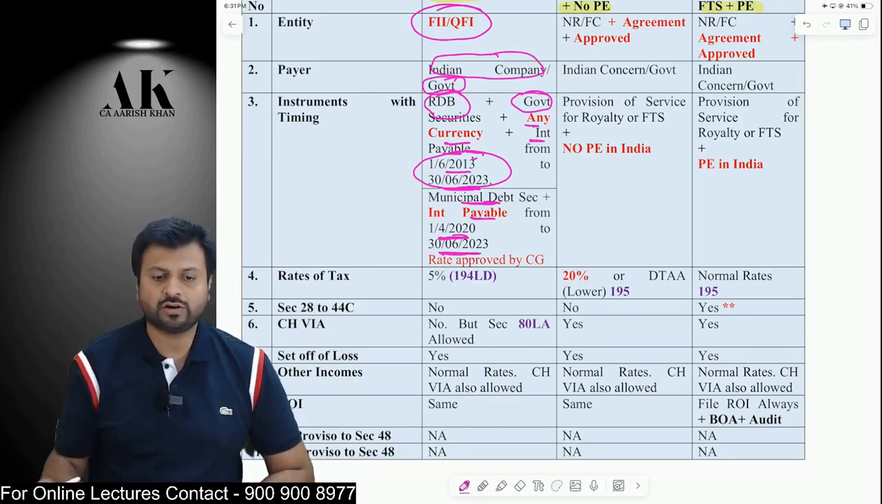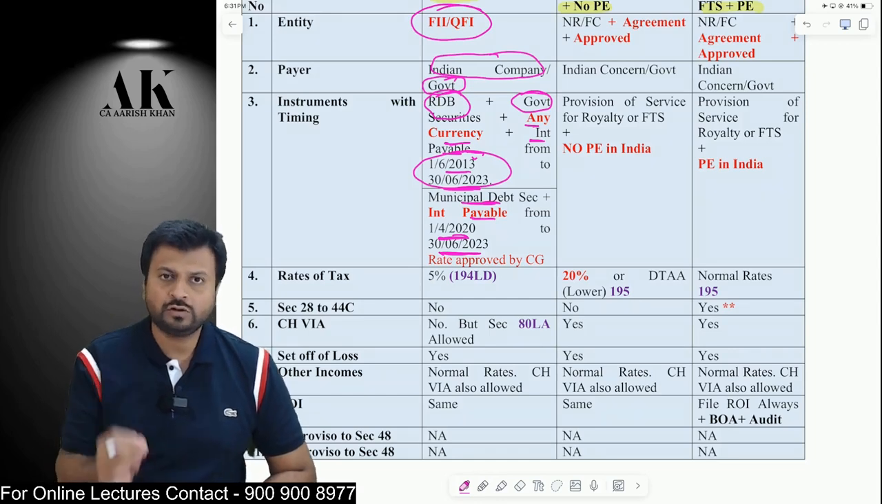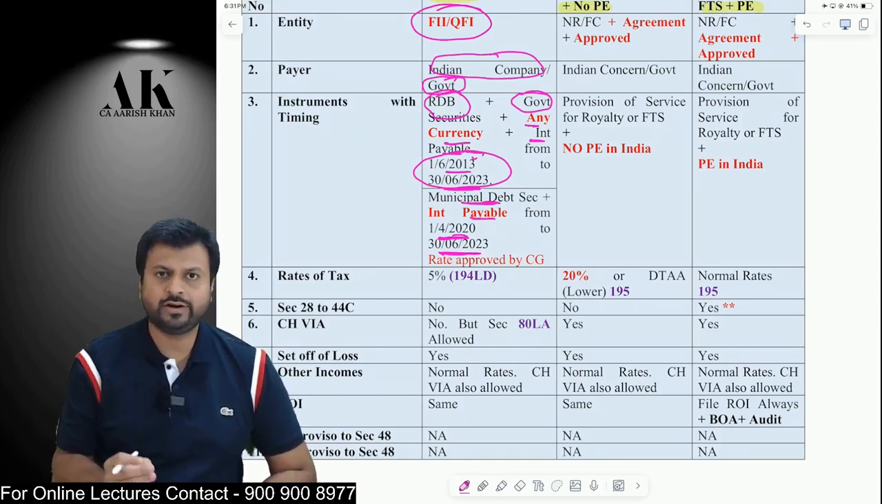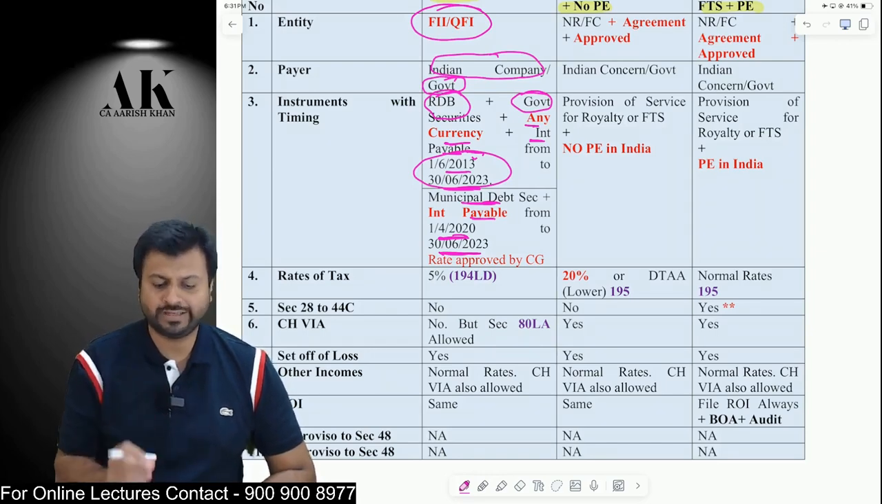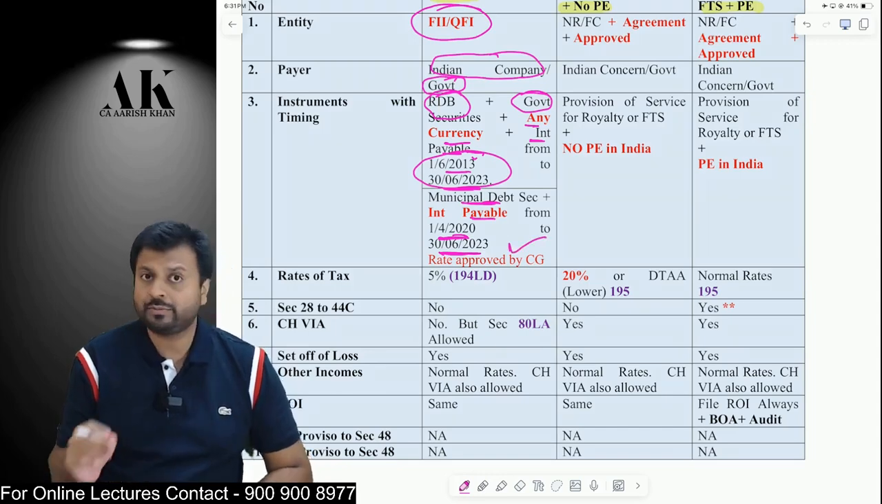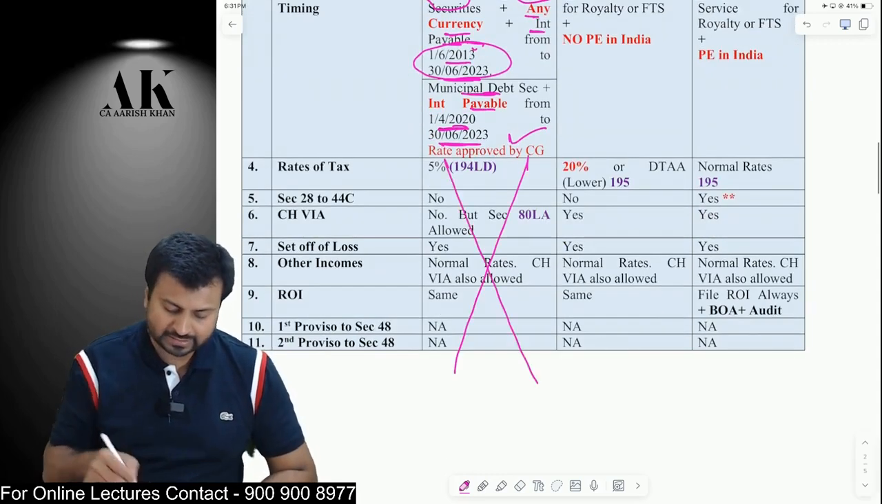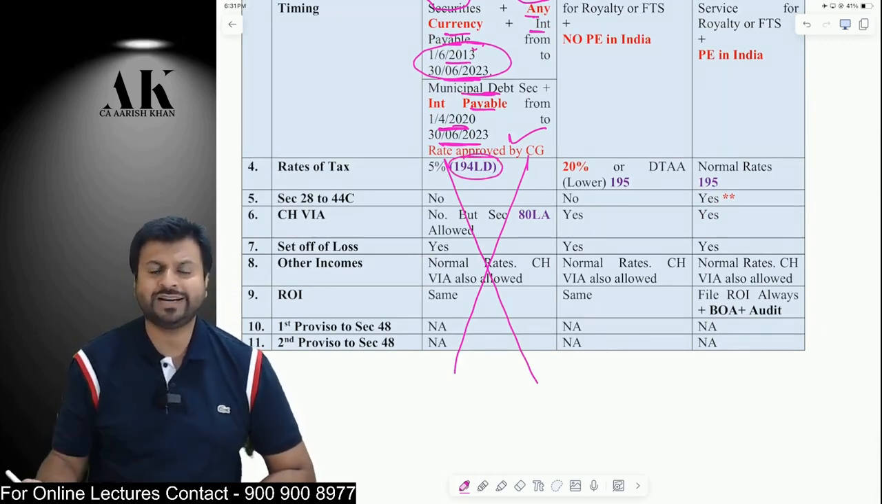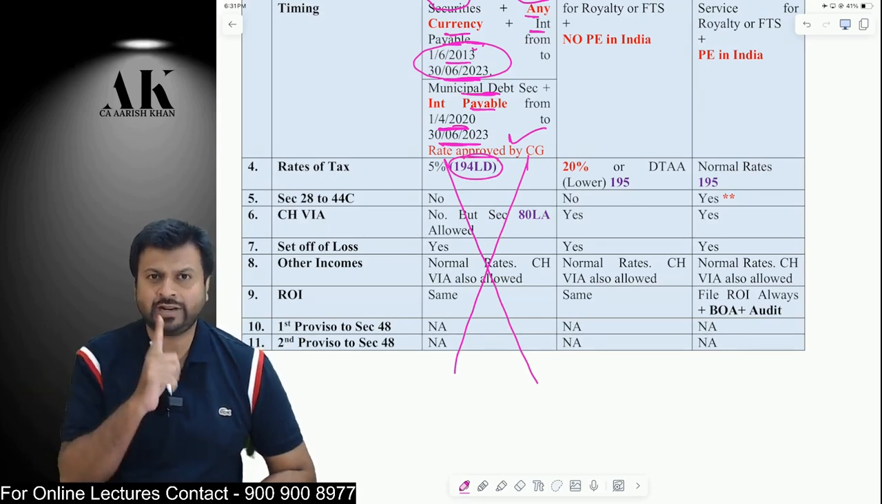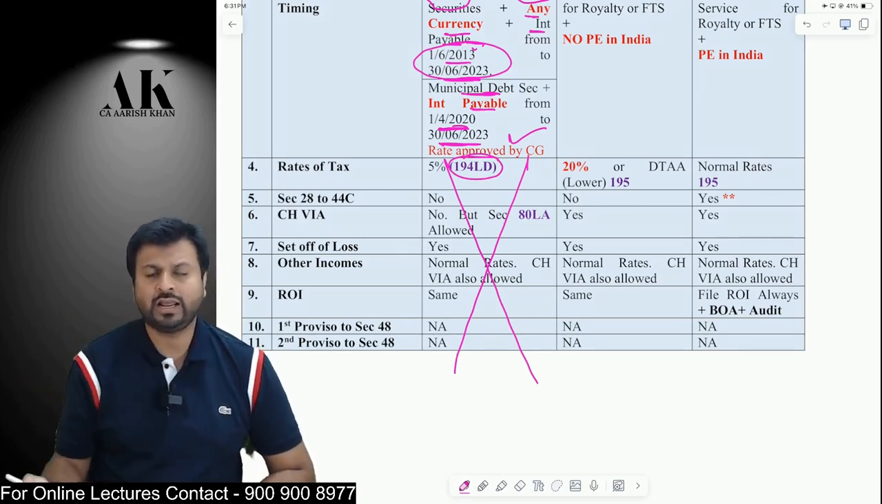So there are in all three securities mentioned over here: government security, rupee denominated bond, and municipal debt security. For municipal debt security, the time period is shorter, from 2020 to 2023. Here also the rate of interest will be approved by the central government. Rest all is same as the previous three sections. The section of TDS changes everywhere. In the first section it is 195. In the next three sections it is 194LB, 194LC, and 194LD, in alphabetical order.